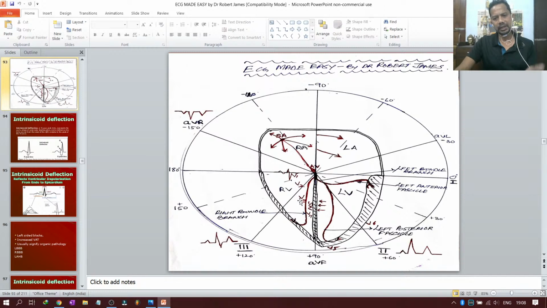When these things are not present, then you can entertain a diagnosis of LPFB, in which there will be purely a right axis deviation and nothing else to suggest right ventricular hypertrophy or pulmonary embolism, in which you would see an S1Q3T3 pattern. So the ECG will be totally normal, but there will be a right axis deviation, and the QRS will be of normal duration.